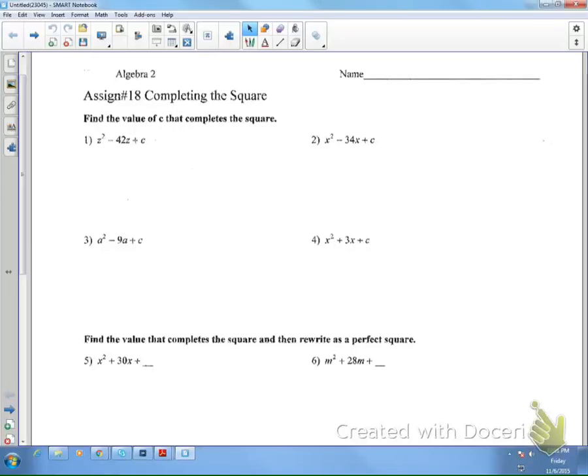Yes, it's already going. Okay, so completing the square. You guys already know how to do this whole front side. We just did problems just like this. So let's review. What is the formula?